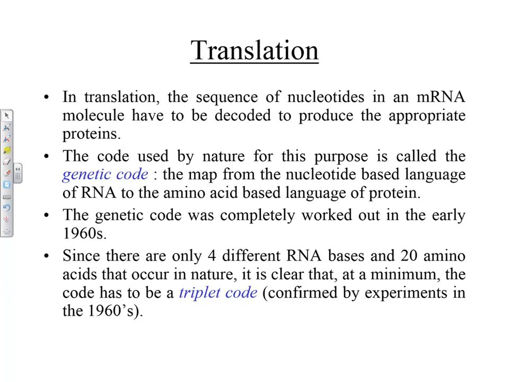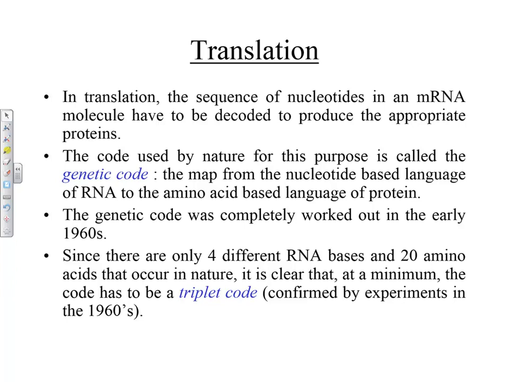All right, so last time we discussed transcription. Today we are going to move on to translation. Is there a question or no? No questions, okay, good. So in translation, the sequence of nucleotides in a messenger RNA molecule has to be decoded to produce the appropriate proteins. And the code that is used by nature for this purpose is called the genetic code. This is the map from the nucleotide-based language of RNA to the amino acid-based language of protein.